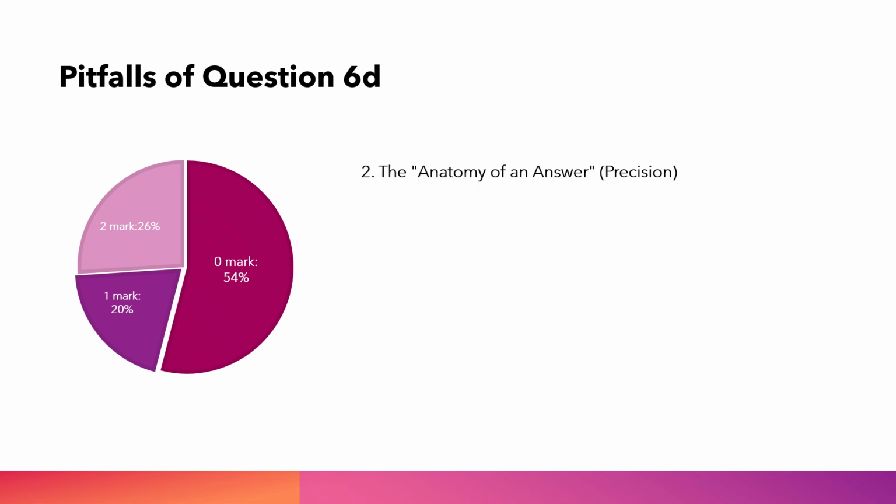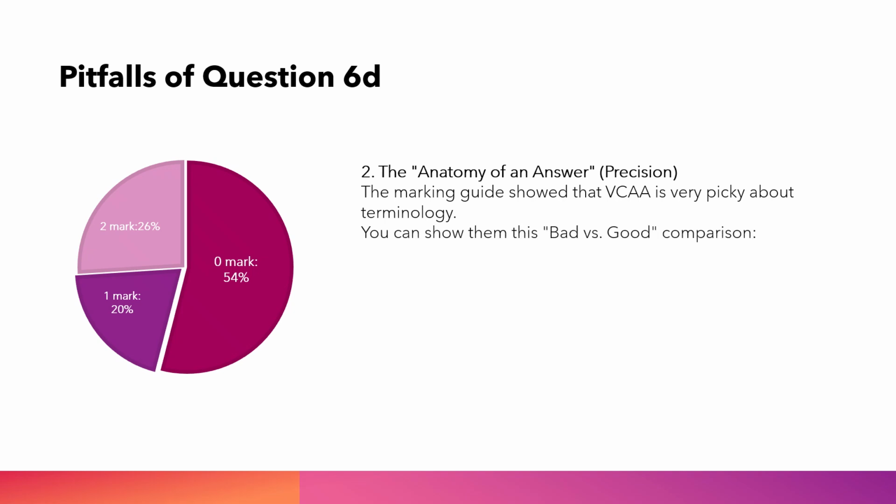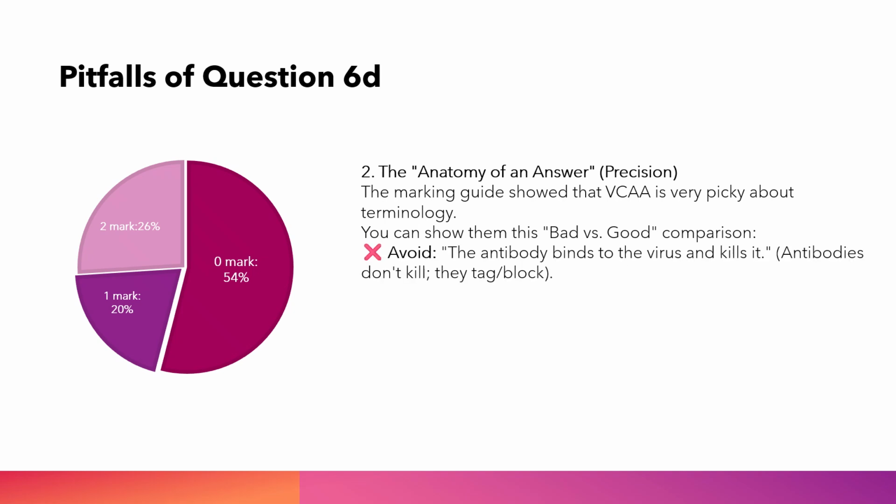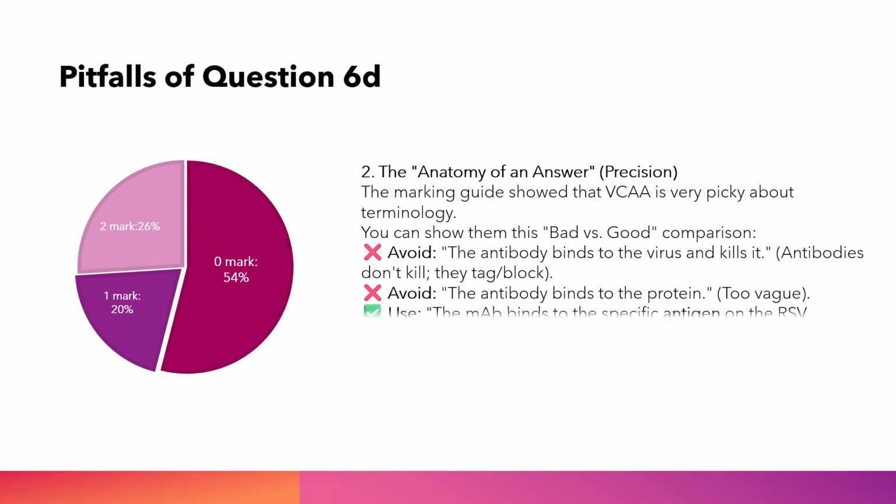2. The anatomy of an answer precision. The marking guide showed that VCAA is very picky about terminology. You can show them this bad versus good comparison. Avoid, the antibody binds to the virus and kills it. Antibodies don't kill, they tag or block. Avoid, the antibody binds to the protein. Too vague. Use, the mAb binds to the specific antigen on the RSV surface.